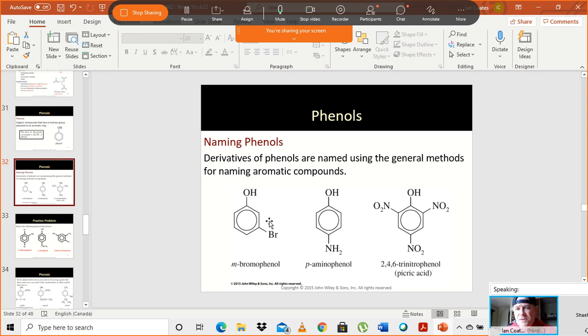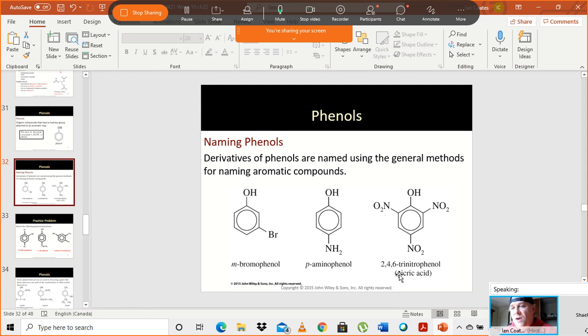So now let's deal with our side groups. This is on the 1 carbon, 2, 3. You call it 3-bromophenol. Call it m-bromophenol, however you like it. Here I have p-aminophenol. Para, because it's on the opposite side. This is your aminophenol. Look at this one here.